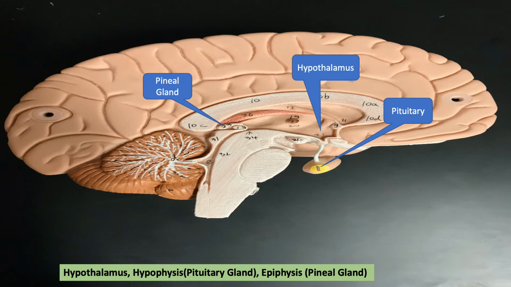The hypothalamus, located in the diencephalon, lies just below the thalamus and above the pituitary gland. The hypothalamus is part of the limbic system. It's an organ of the nervous system and links the nervous system to the endocrine system.